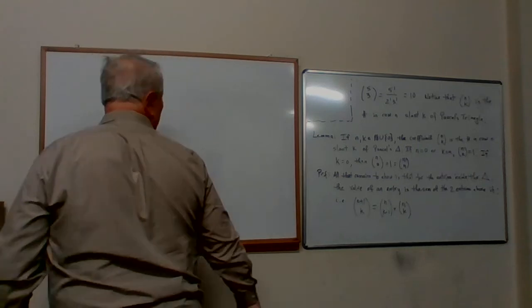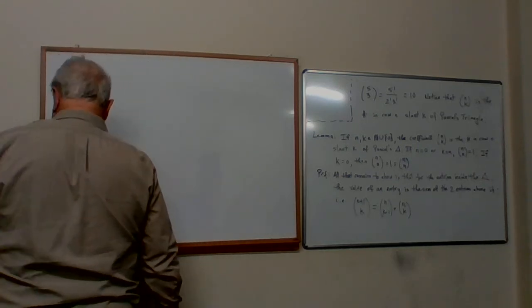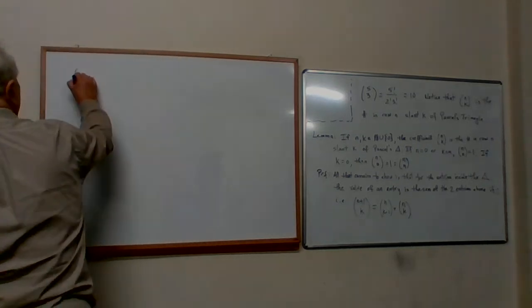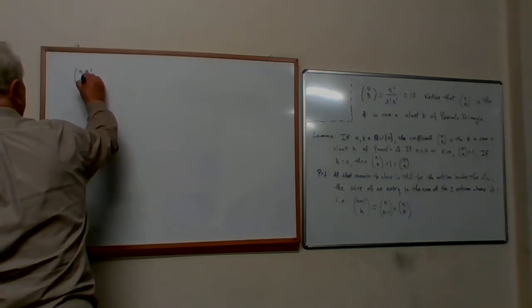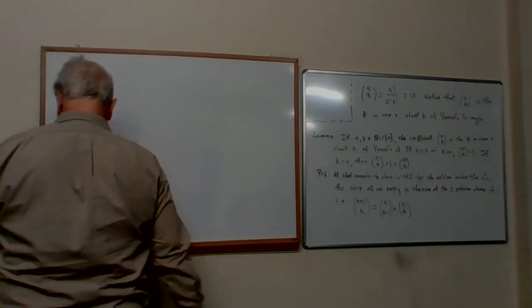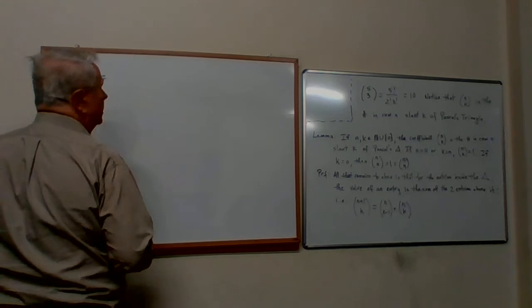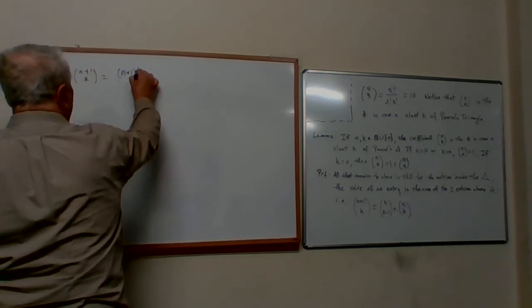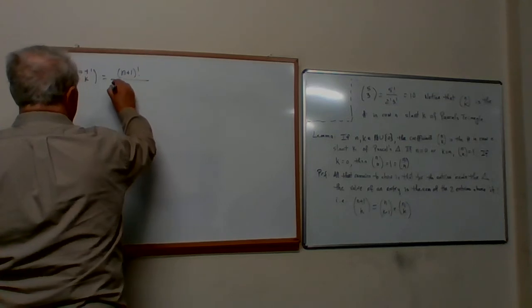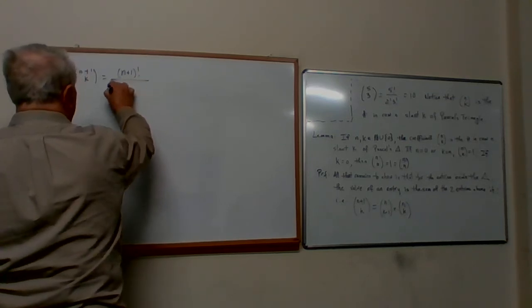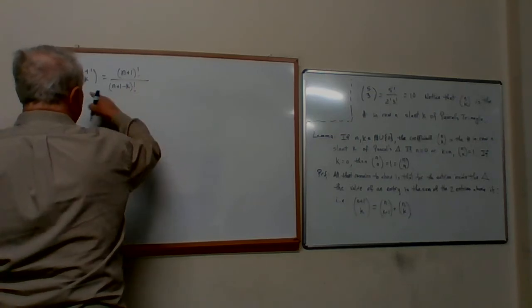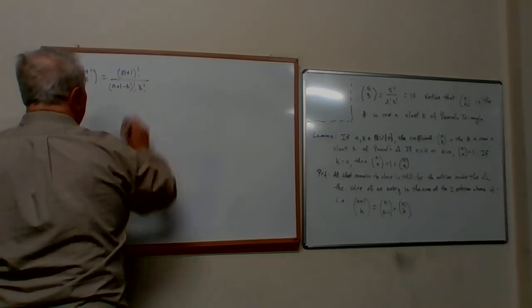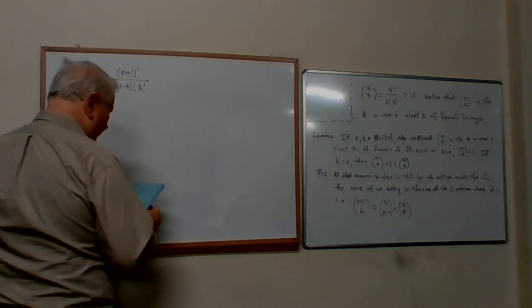Well, let's start with the left-hand side. We don't even have to prove this by induction. We're just going to start with the left-hand side. N plus 1 choose k is by definition the factorial of the top divided by the top minus the bottom factorial, and also divided by the bottom factorial.